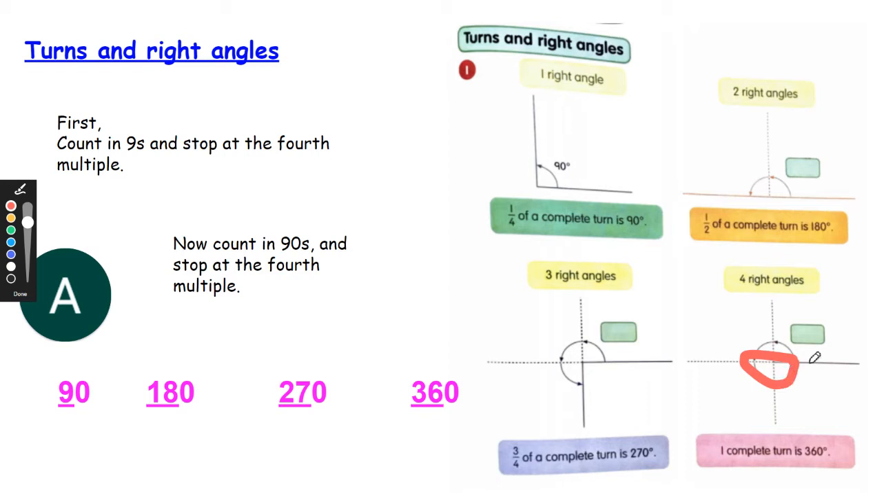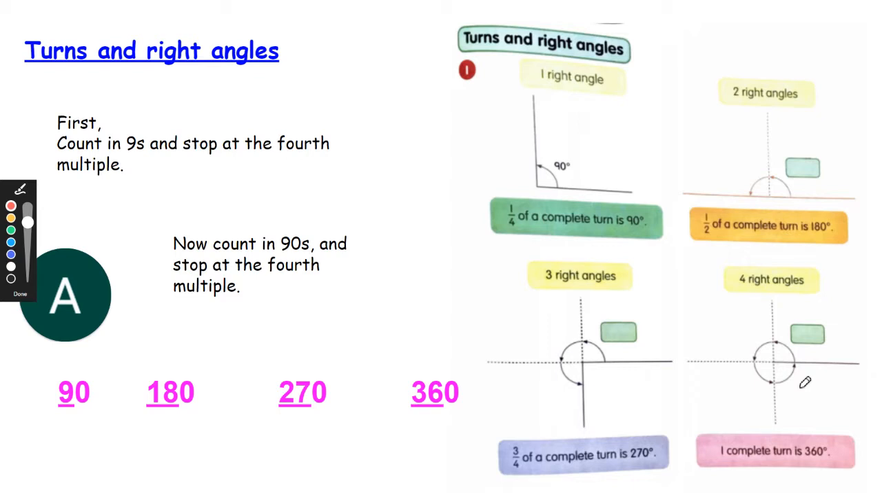So I want you to imagine if you were standing and you were facing, say for example, your living room window. If you did a complete turn all the way to face the same window, you would have turned 360 degrees. You would have turned 4 right angles. 1, 2, 3, 4. Now in class we would probably have this up on a display to remind us.